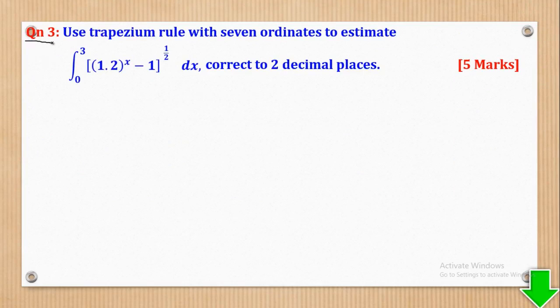Now we shall go to question 3. Question 3 says, use the trapezium rule with 7 ordinates to estimate this integral correct to 2 significant figures.